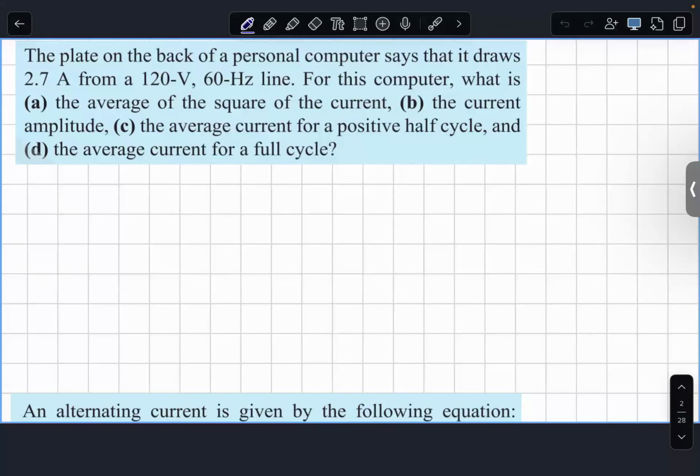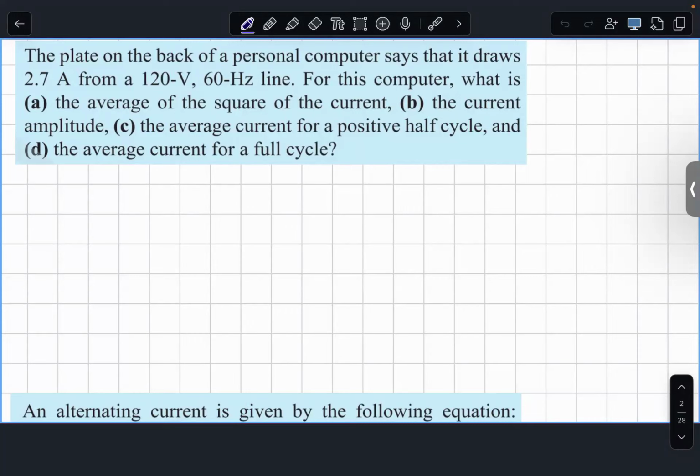A plate on the back of a personal computer says it draws 2.7 amps from a 120 volt, 60 hertz line. Don't worry, this is US. For them, 120 volts, 60 hertz. So therefore, no issues. There is nothing to fight here. Their choice. Right.